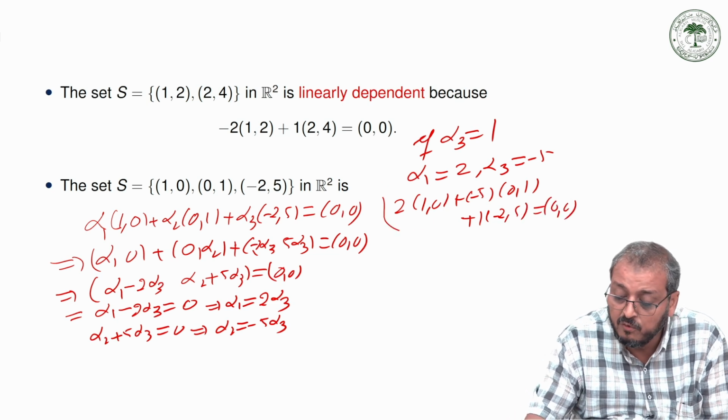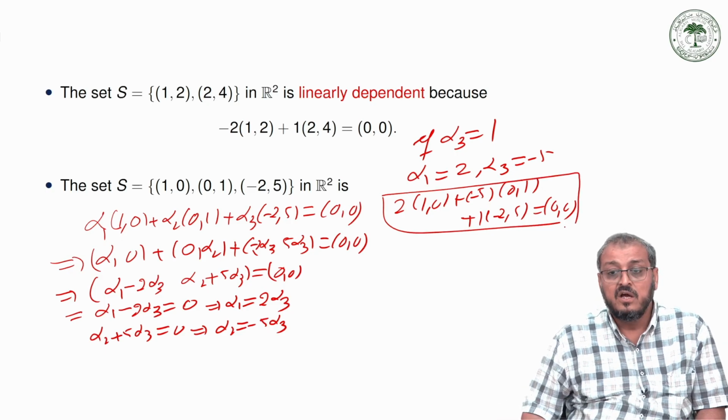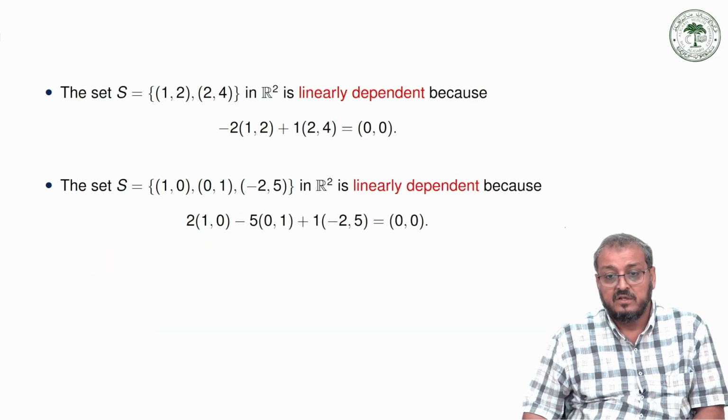So again we have to check that this linear combination is a non-trivial linear combination, so this set of vectors is also linearly dependent. So we can say that in this form.